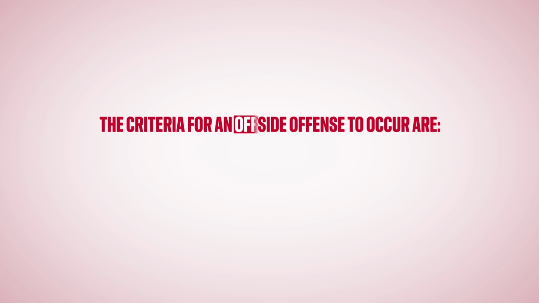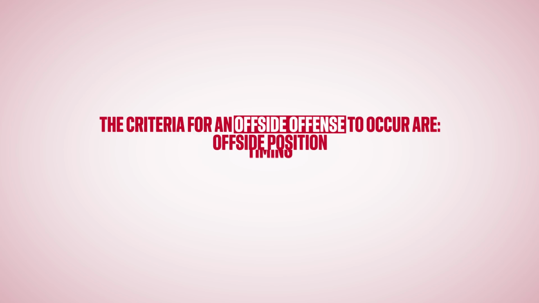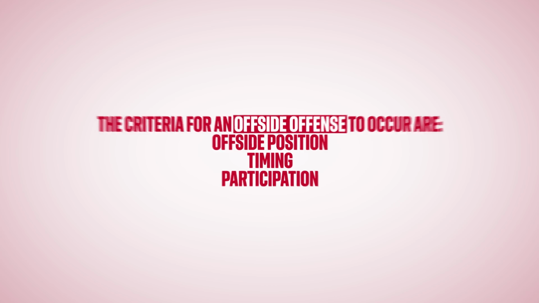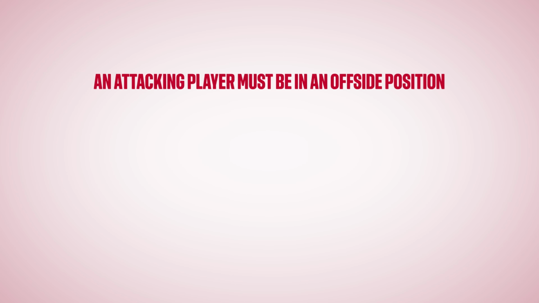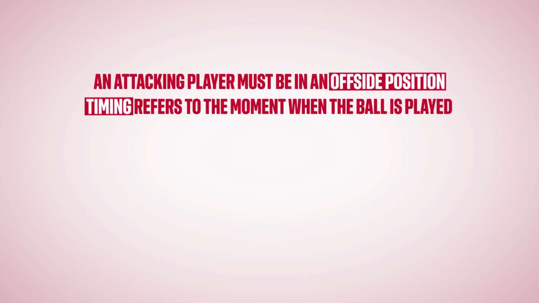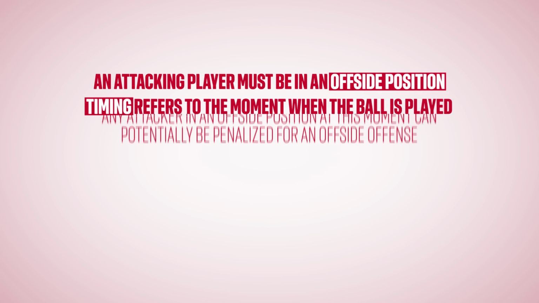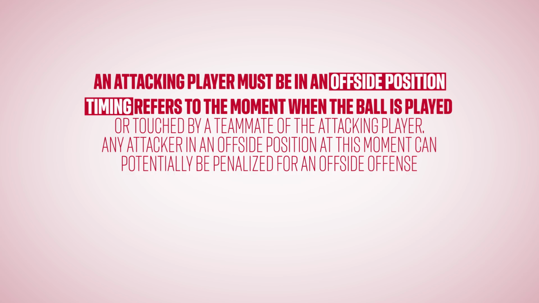The criteria for an offside offense to occur are offside position, timing, and participation. First, an attacking player or players must be in an offside position, discussed in Part 1, to consider whether to penalize the player for an offside offense. Second, the timing refers to the moment when the ball is played or touched by a teammate of the attacking player. Any attacker in an offside position at this moment can potentially be penalized for an offside offense.